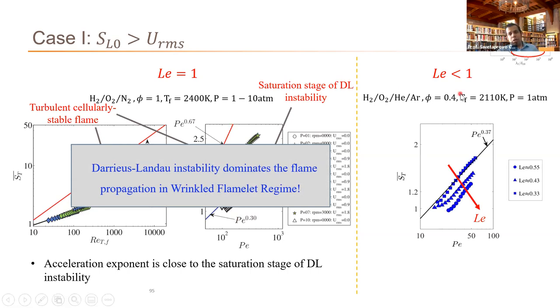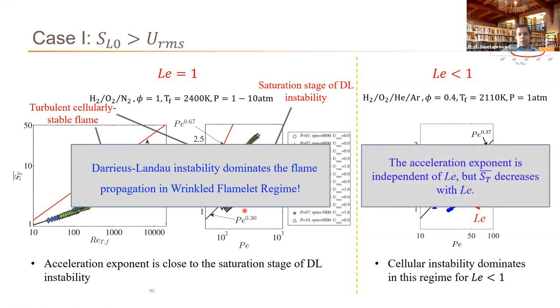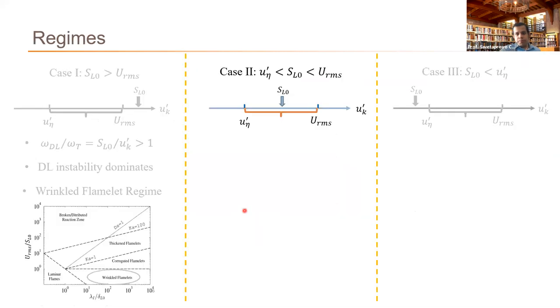Now, the Lewis number less than one. Also, we see that the exponent is slightly different, but not too different from the Lewis number equal to one case, about 0.37. So the cellular instability dominates in this regime for Lewis number less than one as well. Okay. So it's close.